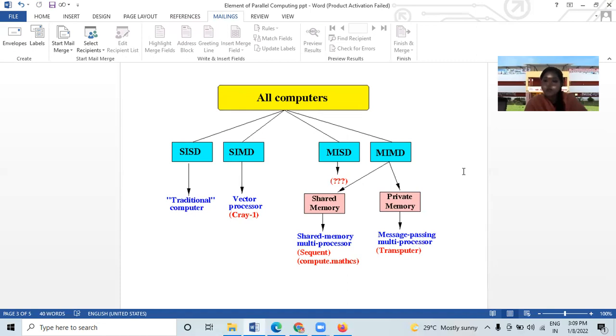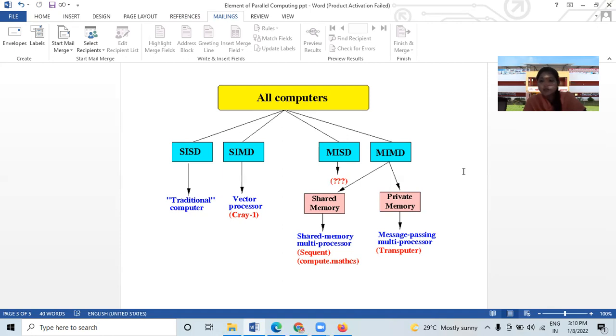So is MIMD better than SIMD? We know that SIMD is single instruction, multiple data, and MIMD is multiple instruction and multiple data. So MIMD is more efficient in terms of performance than SIMD. The main difference between SIMD and MIMD is that SIMD has a single decoder, whereas MIMD has multiple decoders. So what is MIMD used for?